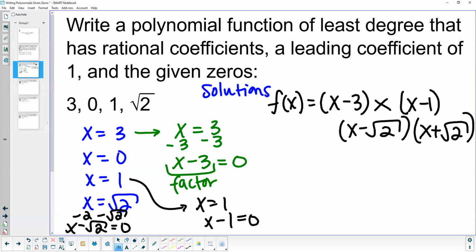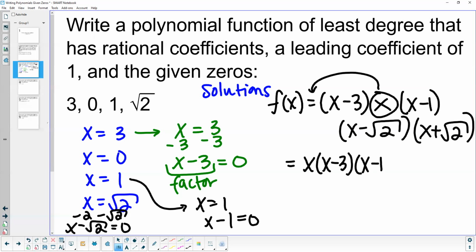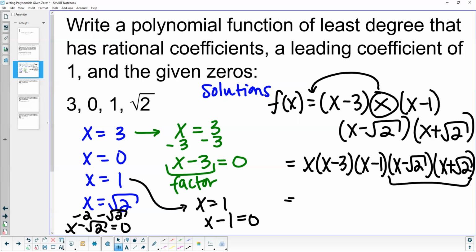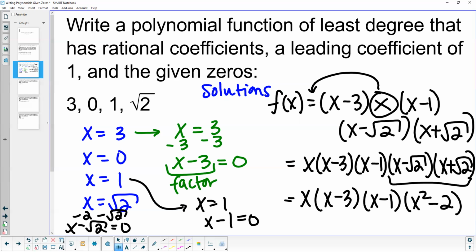Now we can rewrite this in a lot of different ways. One way you might see it is typically our x here is brought to the front. So you might see something like x times x minus 3 times x minus 1 times x minus root 2 times x plus root 2. Similarly, we can also combine this conjugate pair here into an x squared component. So if we were to FOIL this back out, we would get x times x minus 3 times x minus 1 times x squared minus 2. Because if we set that equal to 0, that's how we get those two solutions. So I do not care which way you write it out, but we want a polynomial that has this property. Now we can multiply these all out, and that's totally fine. I left mine in factored form, so I didn't have to multiply it back out.